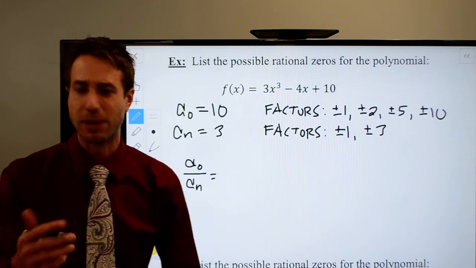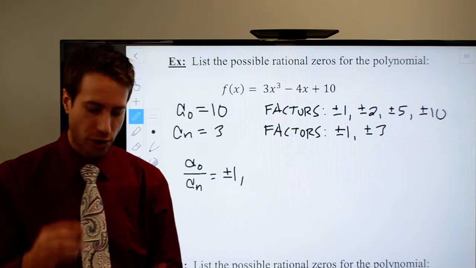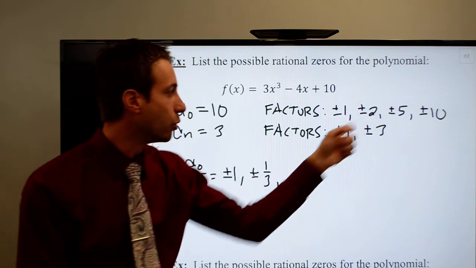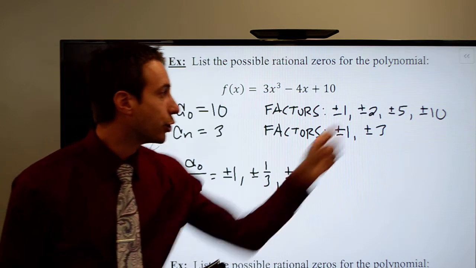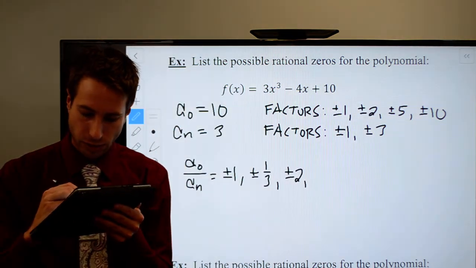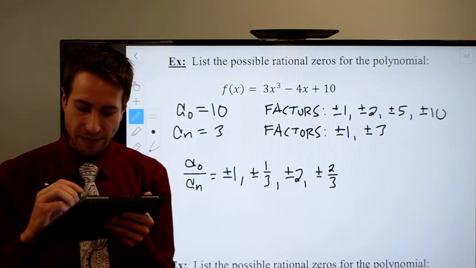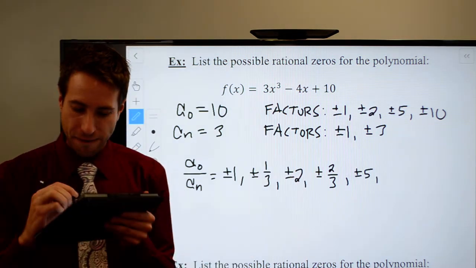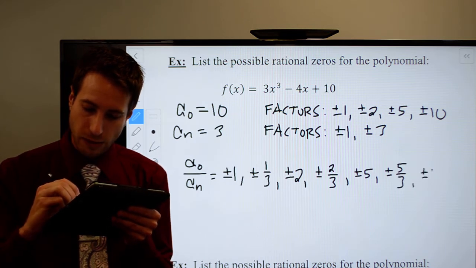1 over 1 is just going to be a 1, so that's plus or minus 1. 1 over 3 is going to be 1/3, so plus or minus 1/3. Let's see, 2 over 1 is going to be a 2, so plus or minus 2. 2 over 3 would be 2/3, so plus or minus 2/3. 5 over 1 is going to be a 5, so plus or minus 5. 5 over 3, 5/3, so plus or minus 5/3. 10 over 1 is going to be plus or minus 10, and the last one, plus or minus 10/3.